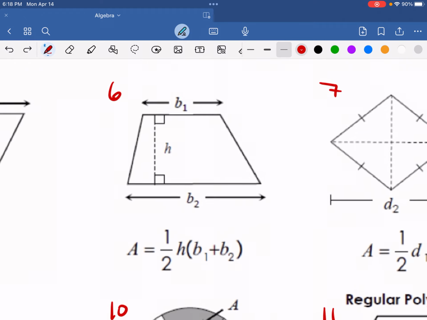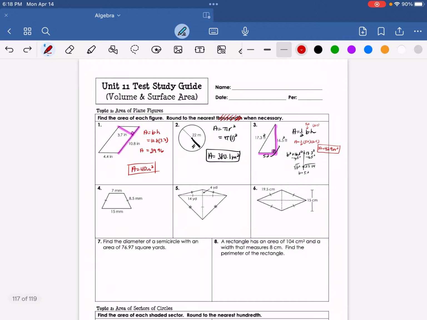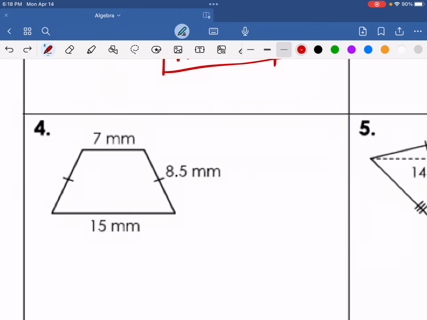So anyways, the formula is 1/2 height base 1 plus base 2. So that's what we're doing. Base 1 and base 2 are the ones that don't cross. So that'd be 7 and 15. So you already know that one of them is 7 and one of them is 15. The only thing you're missing is the height. The height is not in this picture. It is the one that is perpendicular. That means it makes a 90. So if you make the line coming down, you can make the line wherever you want though.